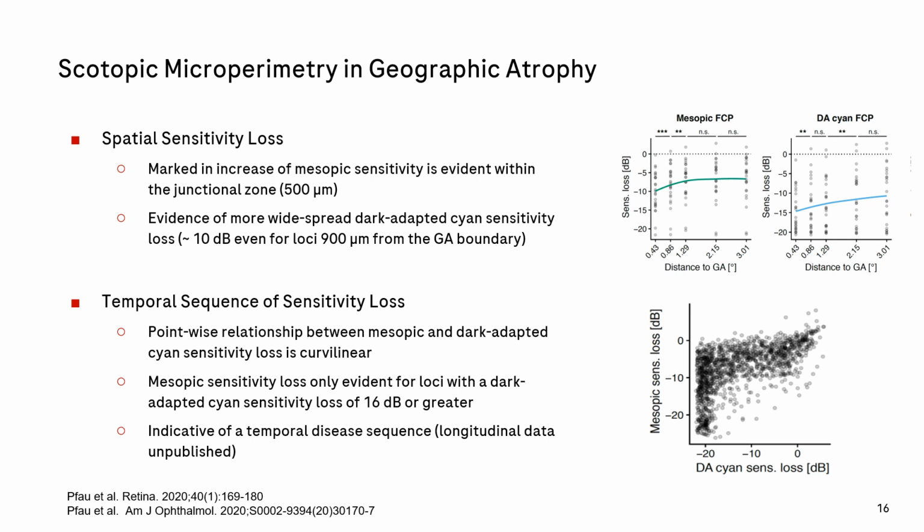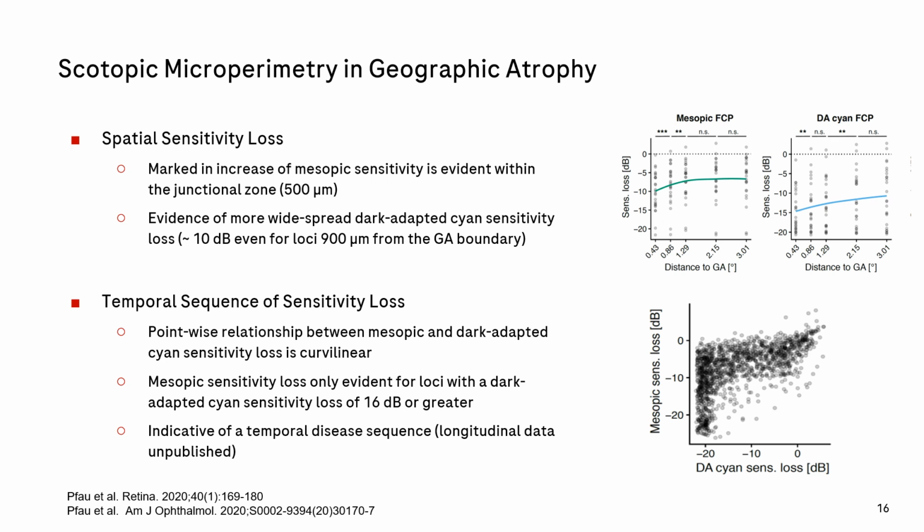If you look at the panel in the lower right, you can see a plot of dark adapted cyan sensitivity loss on the x-axis, reflecting rod dysfunction, and mesopic sensitivity loss on the y-axis, reflecting mostly cone dysfunction. And the interesting thing is, it's a curvilinear association, and you can see a lot of test points that have dark adapted cyan sensitivity loss, so they have rod dysfunction, but they still have normal cone function. And only once this rod dysfunction goes lower than minus 16 decibels, that's when you typically see also cone dysfunction.